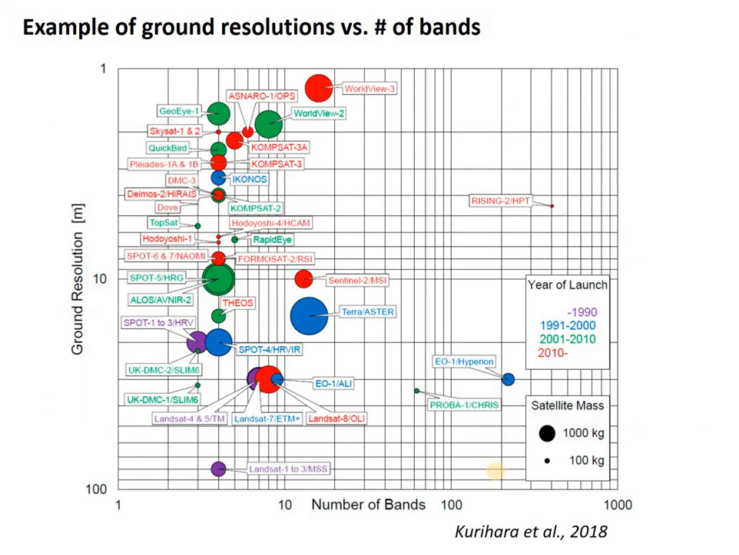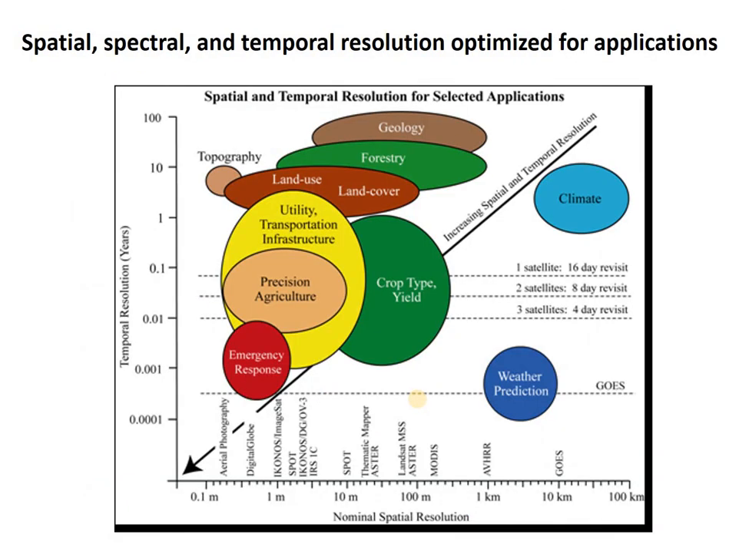And here's another cool plot. I won't go into this in detail, but it basically plots the number of spectral bands versus the ground resolution. And you can see that indeed, in general, satellites with more spectral bands tend to have larger pixel size. And then finally, I'll just finish this all off with a figure that makes the point that different applications require different combinations of spatial, temporal, and spectral resolution.